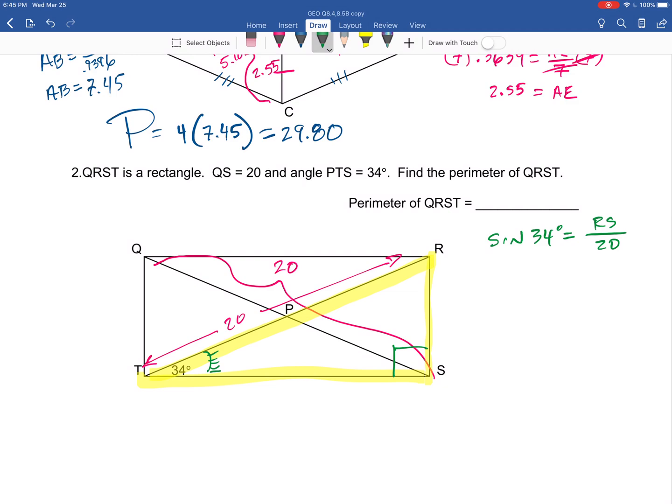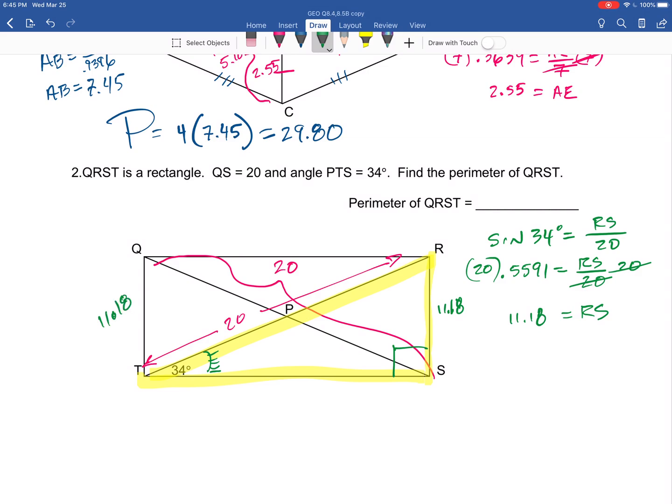Sine of 34. Here we go. Nice. 0.5591 equals RS over 20. Multiply by 20 here. Multiply by 20 here. We got RS to be pretty close to 11.18. 11.18 here. 11.18 on the other side.